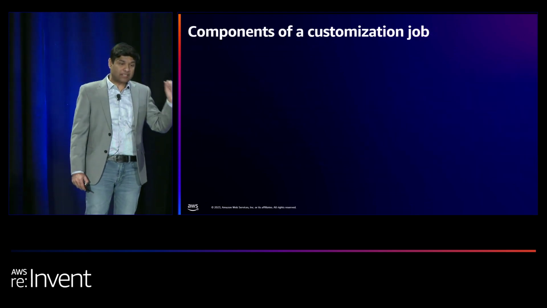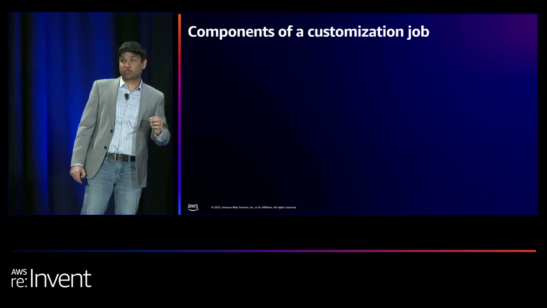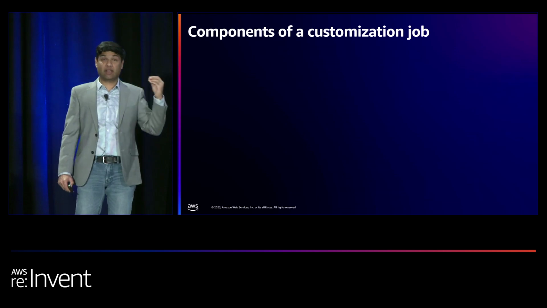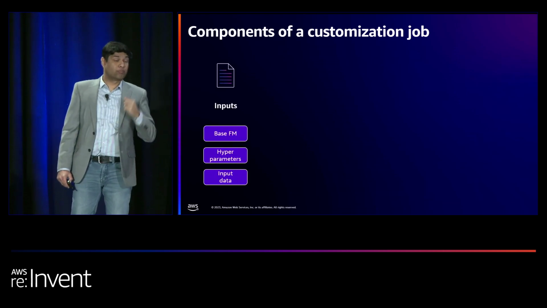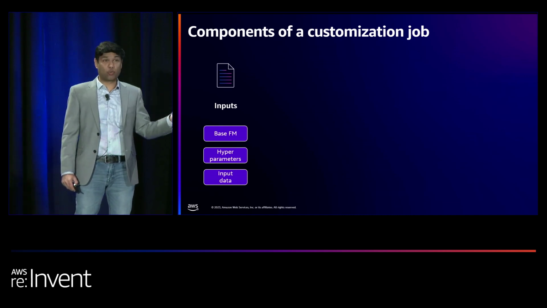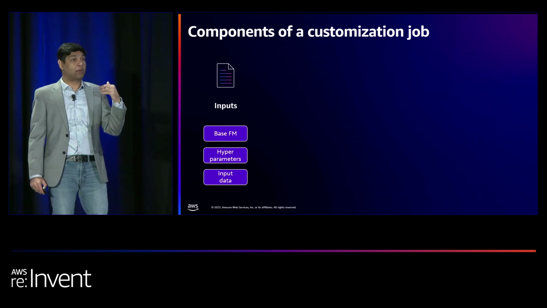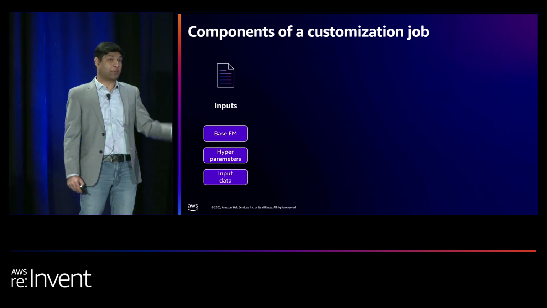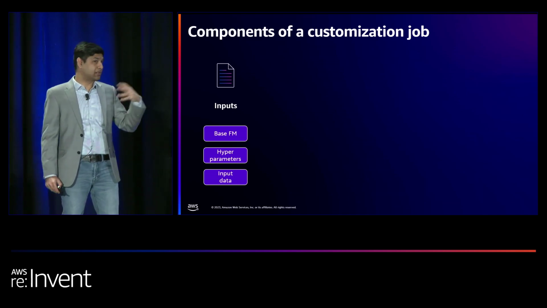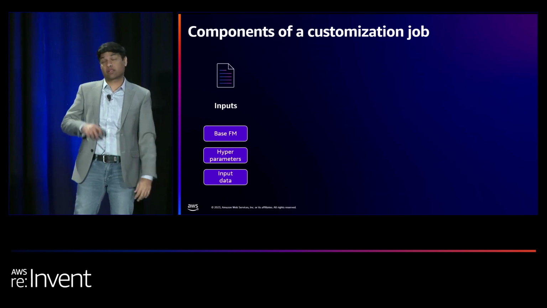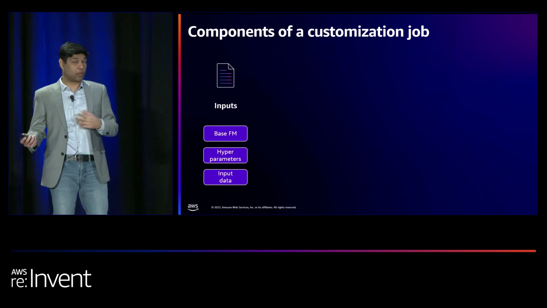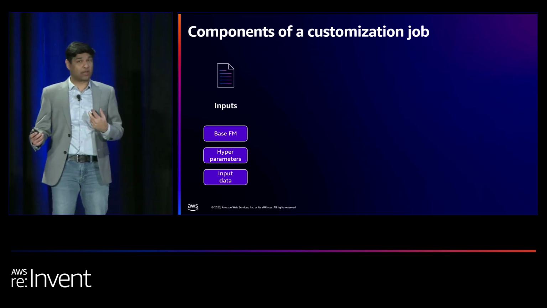So let's look at the components of a customization job. And these components are the same for both fine-tuning and continued pre-training for Amazon Bedrock. So what are the inputs? First, you select the base model which you want to customize. Then you provide the hyperparameters. Now, based on the model providers, some may give you default hyperparameters, or some may give you the option of hyperparameter optimization. It depends from model provider to model provider, and we support both on Amazon Bedrock.